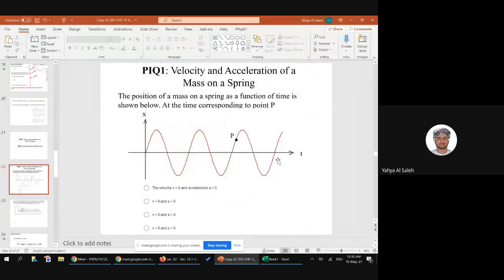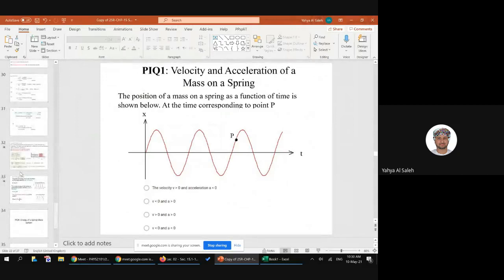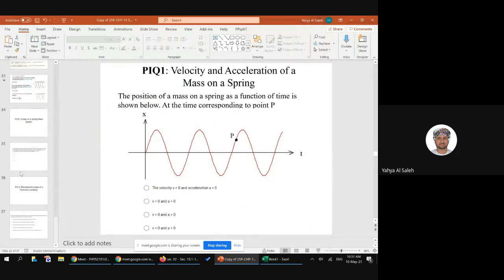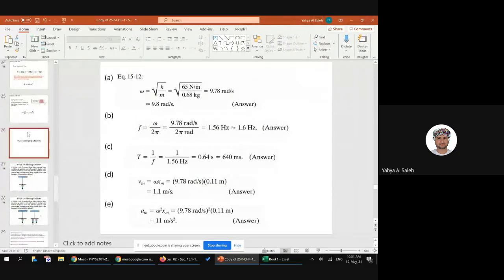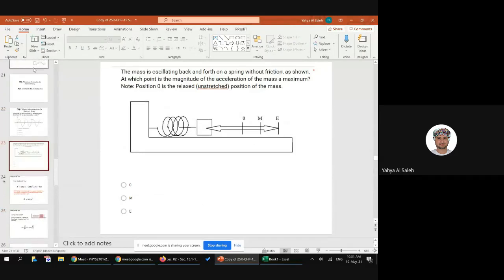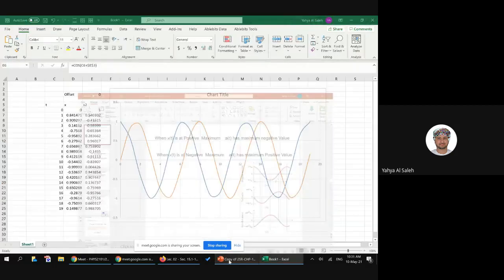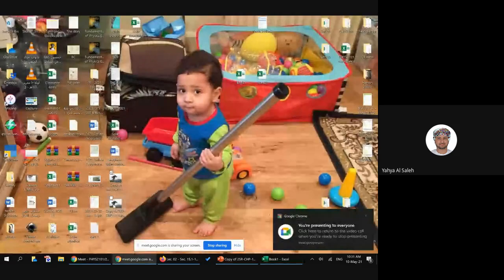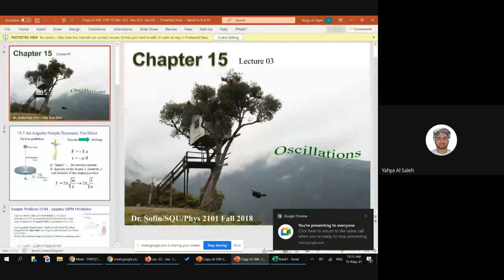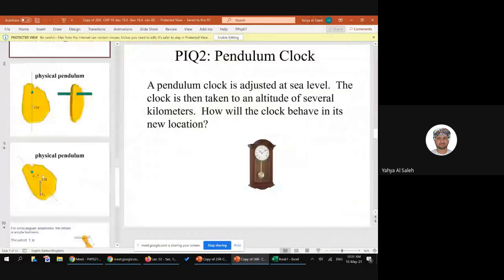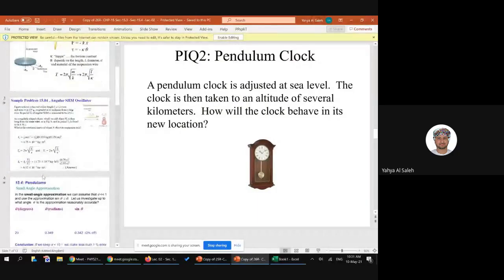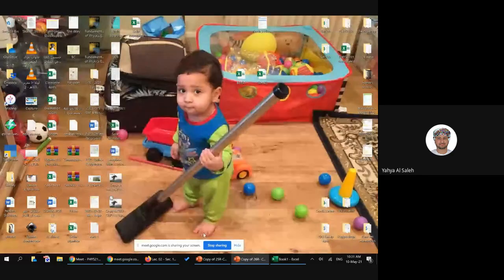Where do we calculate these phase differences? Could it possibly be in the next lecture? Okay, I'll teach you how to do it.